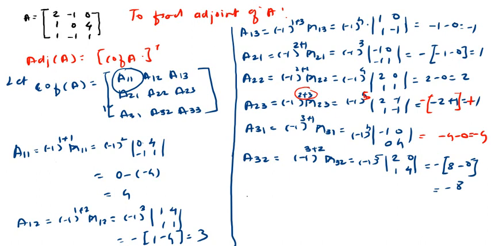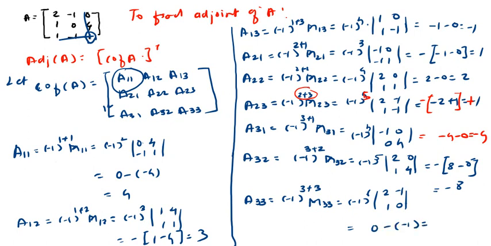Okay, so finally we can find this element a 3 3, which is minus 1 raised to 3 plus 3, M 3 3. This will be minus 1 raised to 6, which is 1, into the determinant. This determinant is the minor of the element a 3 3. Okay, so hide this row, hide this column. So what we will get? 2 minus 1 1 0, which is 0 minus minus 1, which is equal to 1.